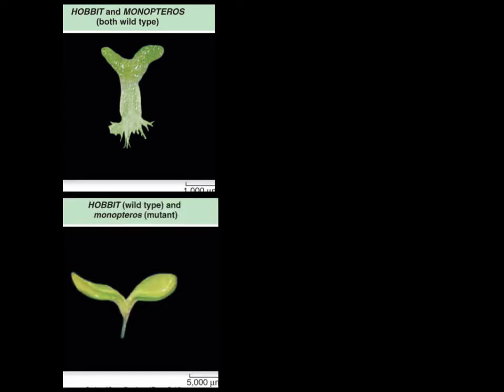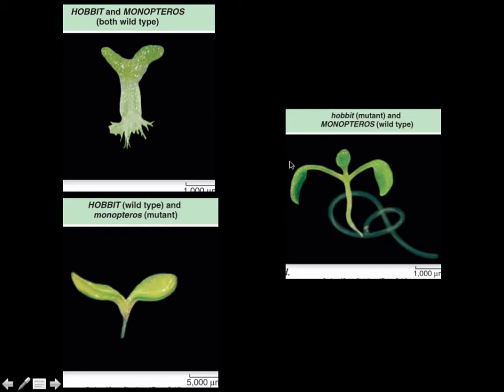So here's one where both Hobbit and Monopteros are the wild type, and wild type just means normal form of both of those genes. Here's one where we have the Hobbit wild type, but the Monopteros is a mutant strain. So now we've got cotyledons, there'd be a shoot forming here, but the roots didn't really do very much. There's not a whole lot of branching taking place down here at the roots. That's not going to be good.